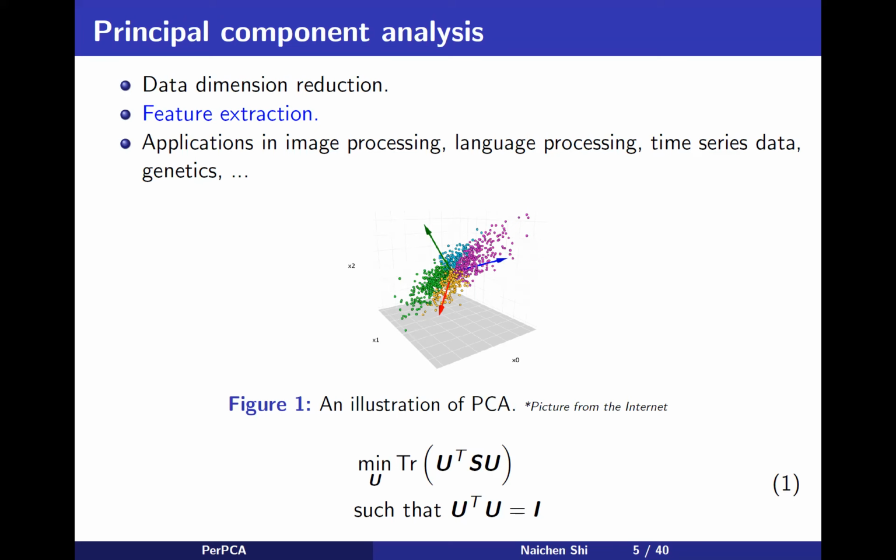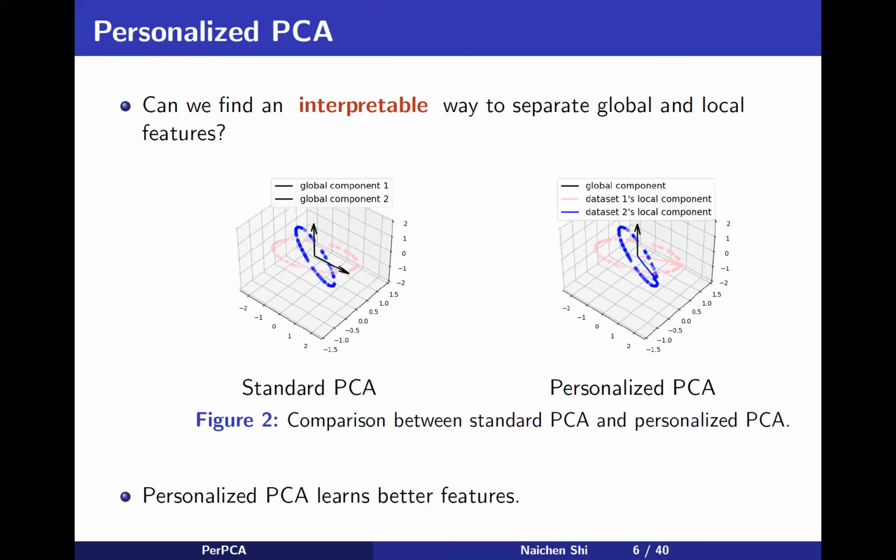And we want to use the feature extraction capability and the interpretability of PCA to extract the common and shared features, the global and unique features of data that come from different sources. A simple example is illustrated here, where we have data coming from two different sources, one labeled blue and another labeled pink.